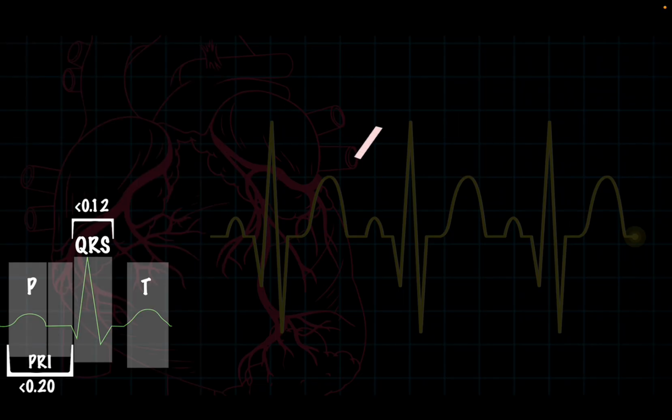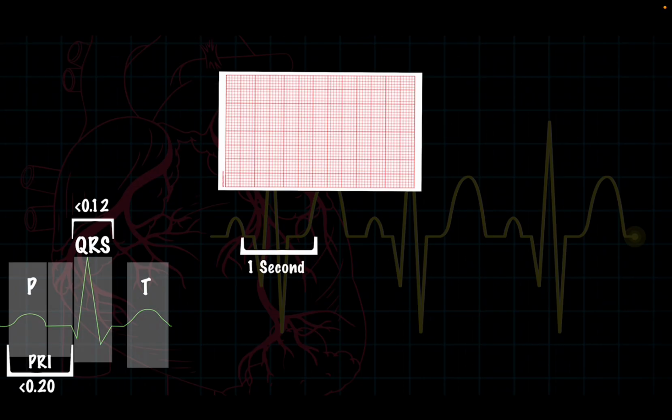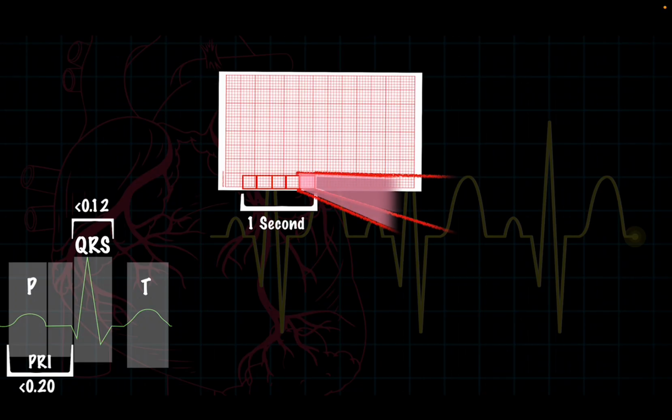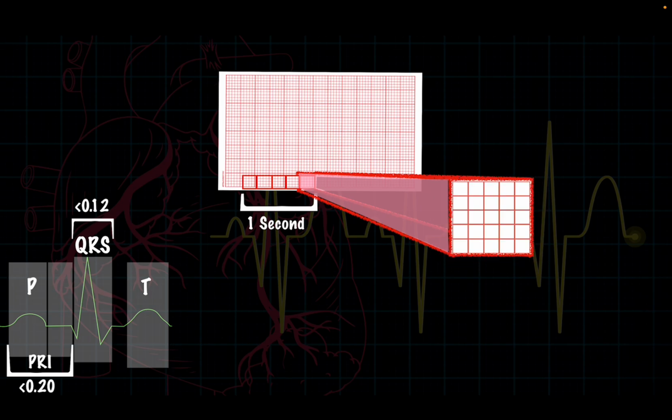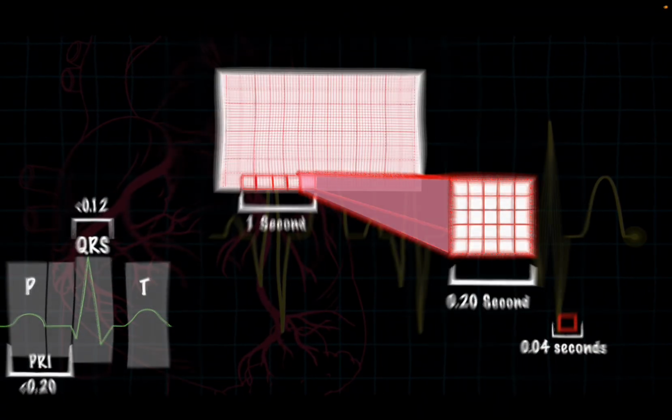Now, how do we measure time? Well, we use the EKG paper. 5 of these large blocks equal 1 second. So if 5 of those fit into 1 second, one individual block equals 0.20 seconds. Now, you'll notice inside that larger block are 5 smaller blocks. Each of those 5 smaller blocks is worth 0.04 seconds.